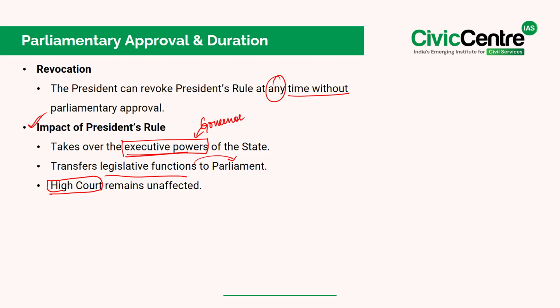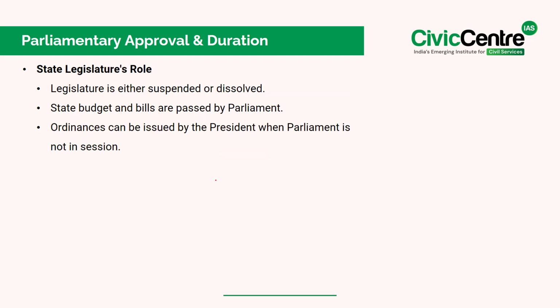Since the state legislature is dissolved or suspended, its responsibilities shift to the parliament, which enacts the state's budget and passes bills to ensure continued governance. Additionally, when parliament is not in session, the president can issue ordinances to address the urgent governance matters.